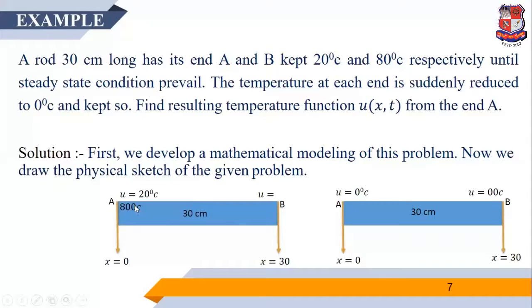So this is the rod whose length is 30 centimeters. At the left end, u is equal to 20. At the right end, u is equal to 80 degrees Celsius. So here, 80.